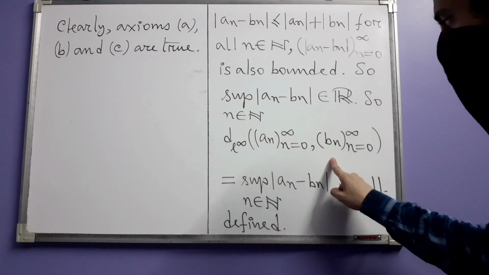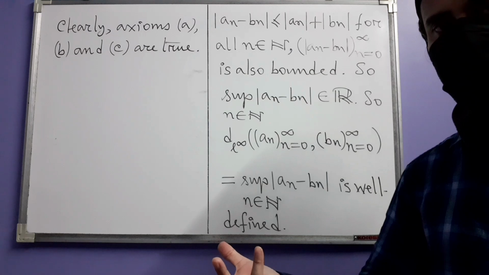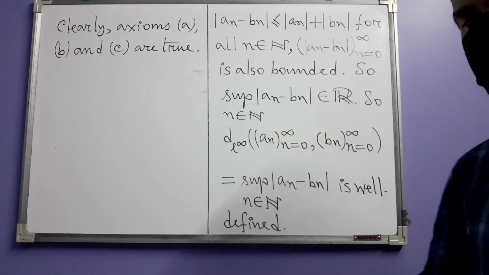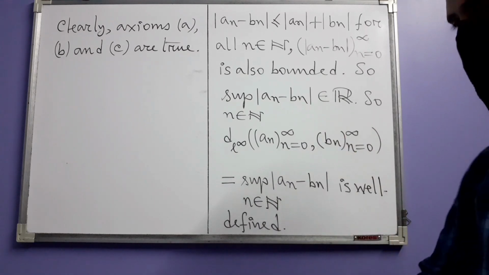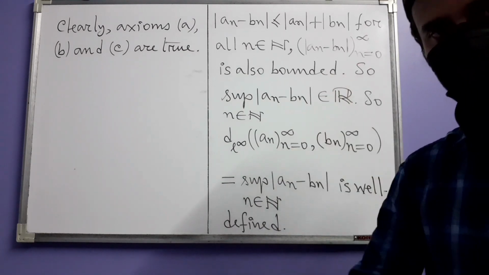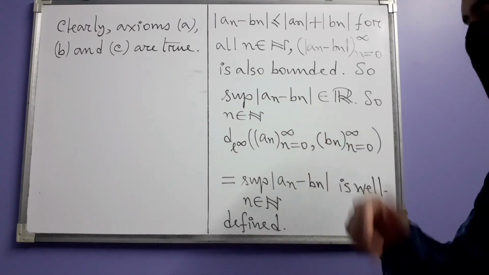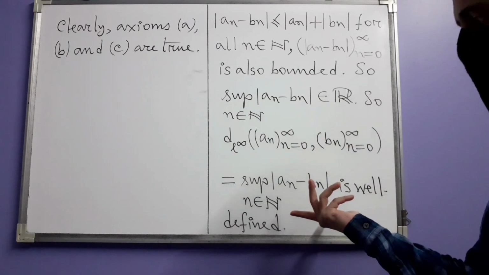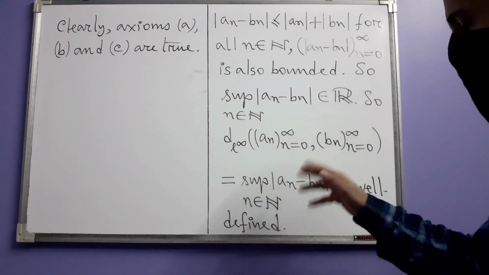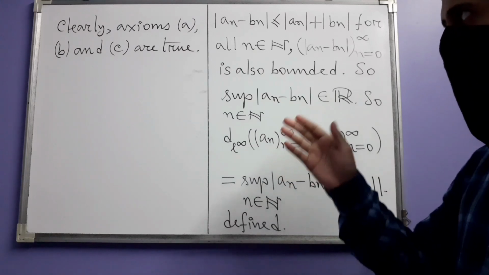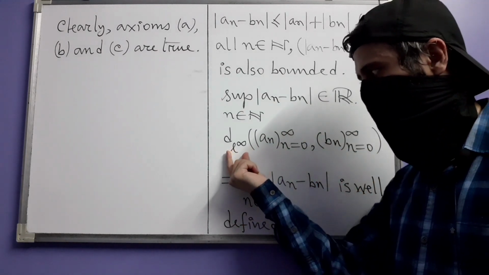But if they are the same, then all the elements in this set are equal to 0, because each an will be equal to the corresponding bn. So in that case, you are actually looking at the singleton set 0 whose supremum is also equal to 0. So in that case, you get 0 distance. Another axiom has been verified, and symmetry you can see is obvious here. That is because mod an minus bn is equal to mod bn minus an. So that leaves us with only the verification of the triangle inequality for this dl infinity.